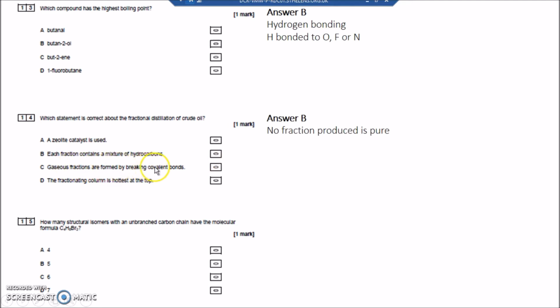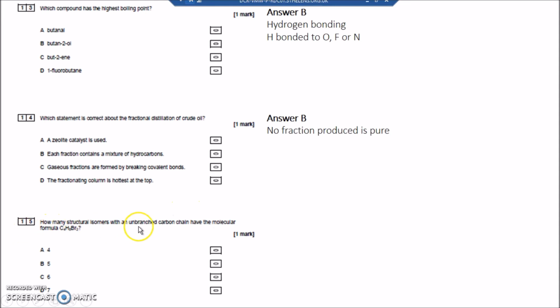Gaseous fractions are formed by breaking covalent bonds. No, you don't break covalent bonds. You're not breaking covalent bonds within molecules. When you're actually heating something up and making gases out of liquids, when you're evaporating these during distillation or fractional distillation, you're breaking intermolecular bonds, bonds between molecules, not the covalent bonds within the molecules. The fractionating column is hottest at the top. No, it's hottest at the bottom because you're heating the flask up at the bottom. That's where your heat's been provided from the bottom. So it's hottest at the bottom and then coolest towards the top.